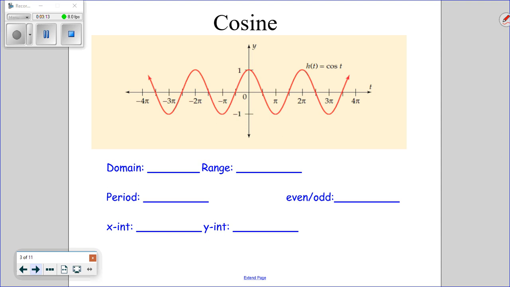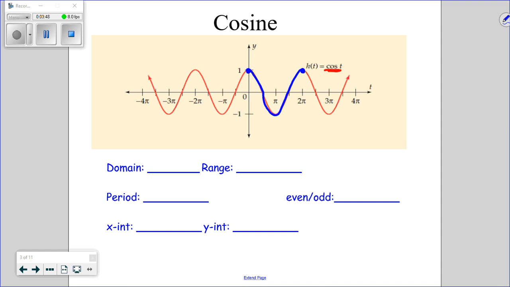Now let's look at the graphs of the parent functions. We're going to start with cosine. So this is a graph of cosine of x, or cosine of t. We're just using t for the variable here. So the one period of cosine, remember, is from 0 to 2 pi. And if we just repeat that period, that part of the graph, over and over and over, then you get a wave.